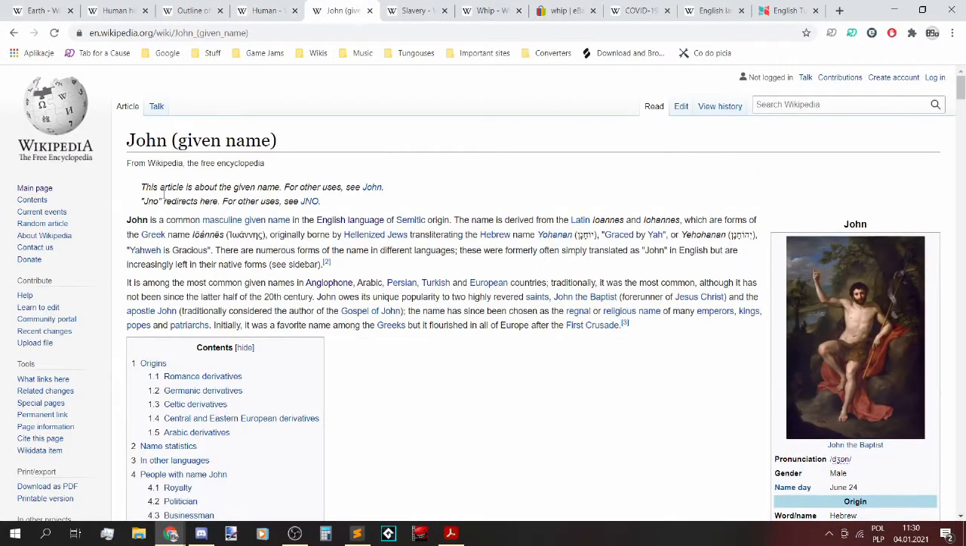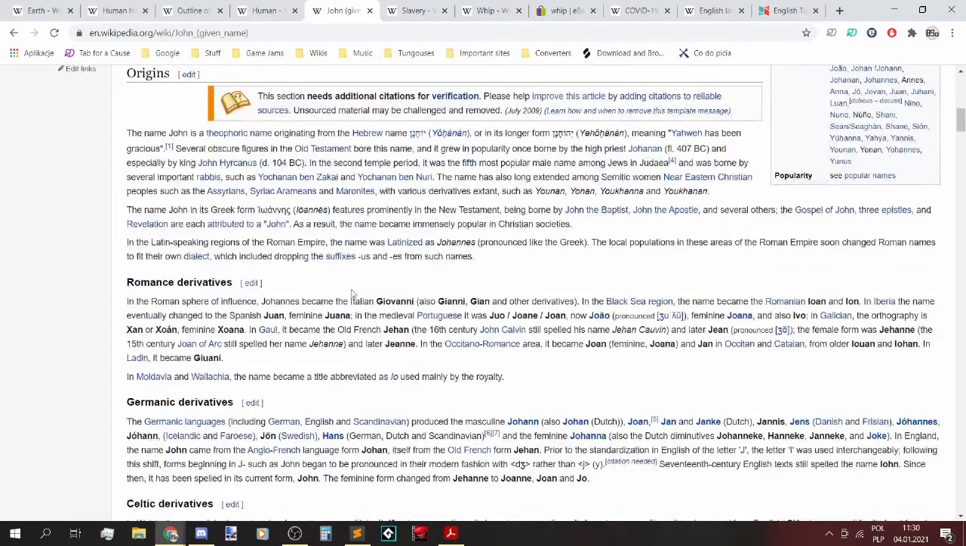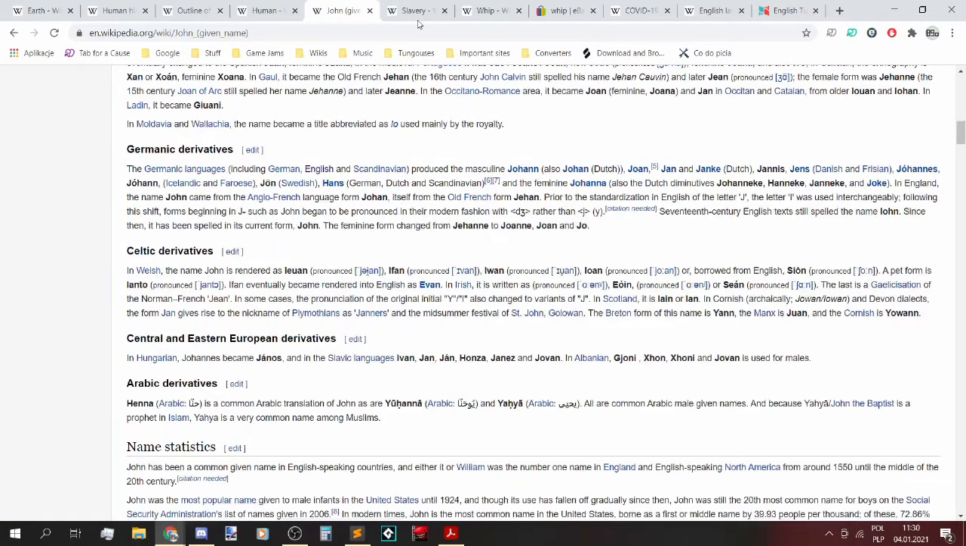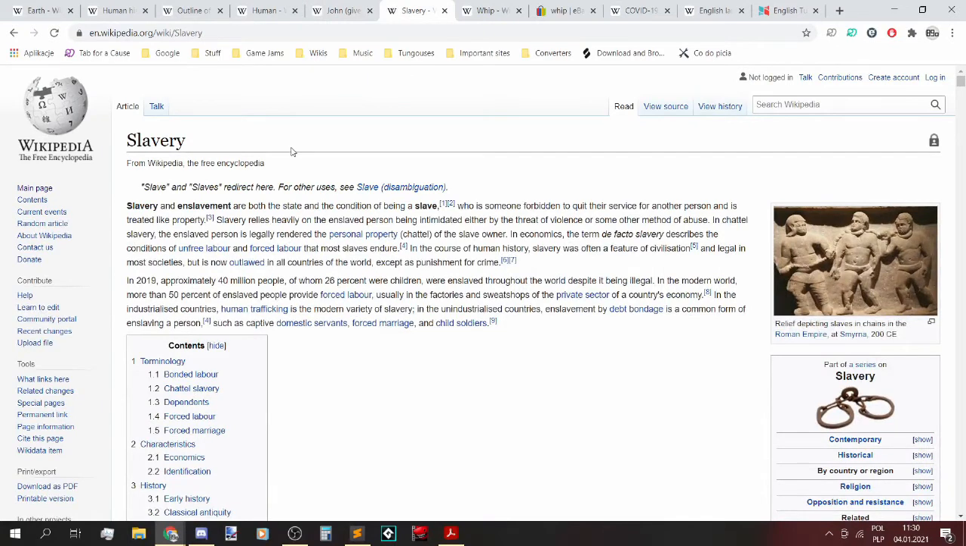Next, John as the given name. In this story, none of our characters have names. We don't even know if we have characters, but we know that John Ernest Greene's name is John. So it's important to know the origins of this word. Johann ben Zakkai, very important. And then slavery. Of course, everything in this text is implied, as I said many times before already.